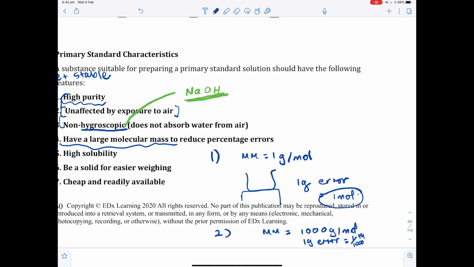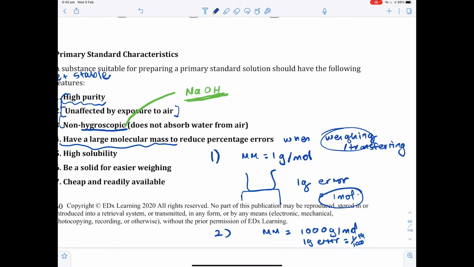Negligible difference. Make sense? So having a large molecular mass specifically reduces percentage errors when weighing a solute, and also when transferring. The main benefit is that it reduces errors when weighing our solute. Does that make sense to everyone? Okay, very good.